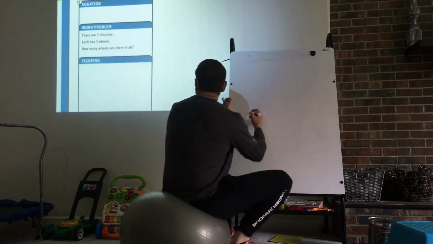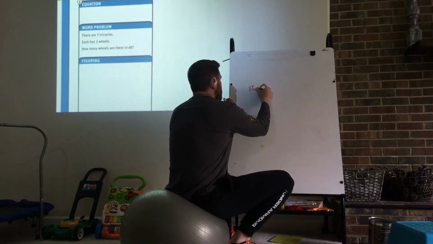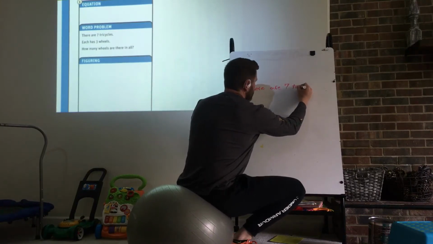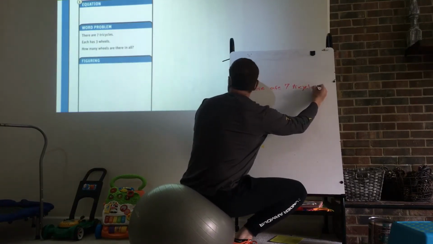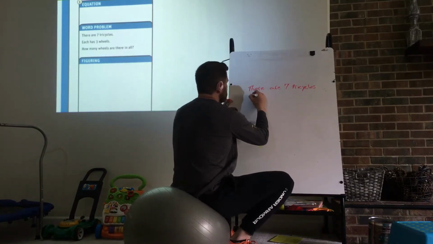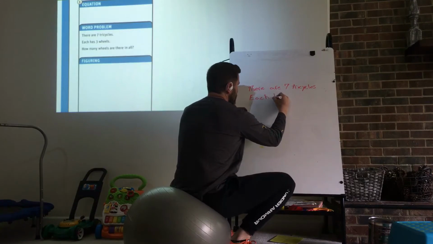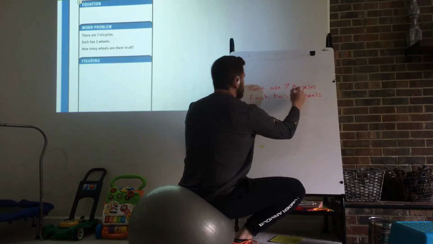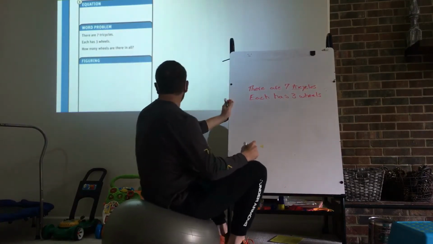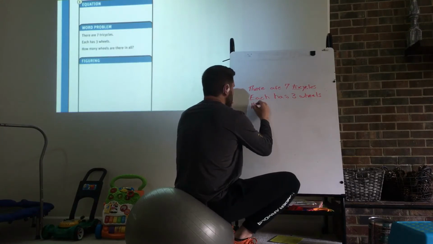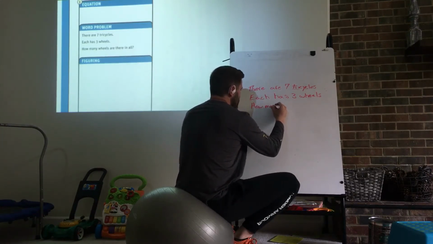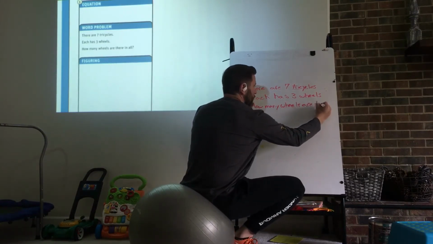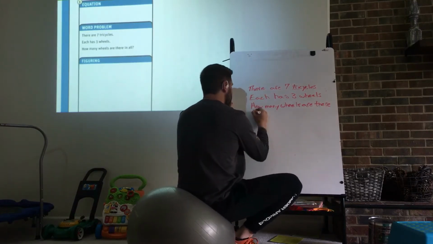Okay, so the word problem says there are 7 tricycles, each has 3 wheels. Did you know tri equals 3? Just throwing it out there. How many wheels are there in all? My handwriting's getting better.